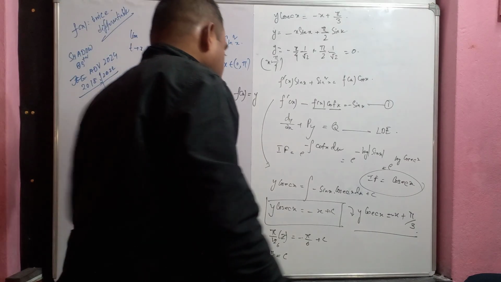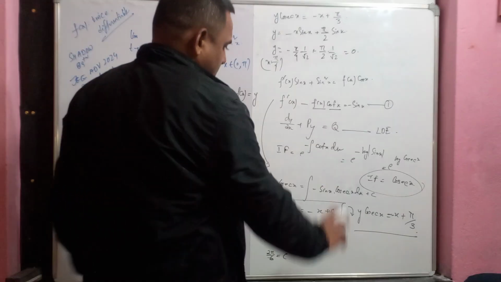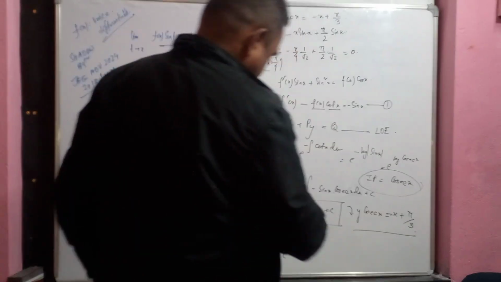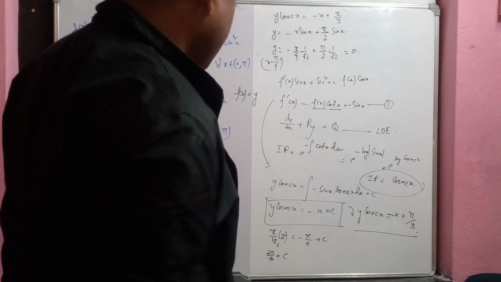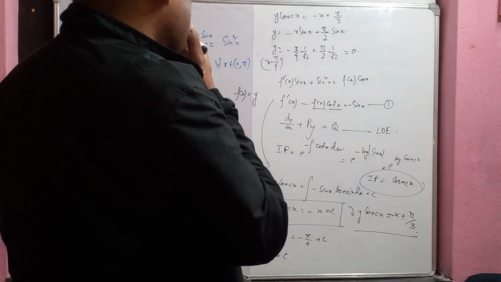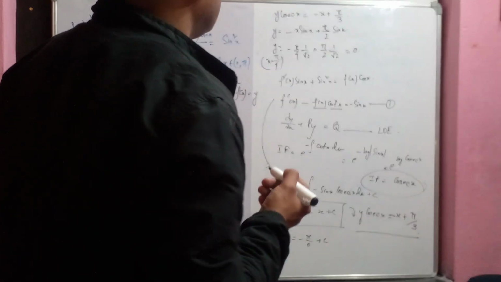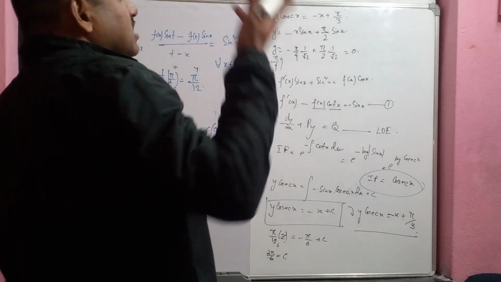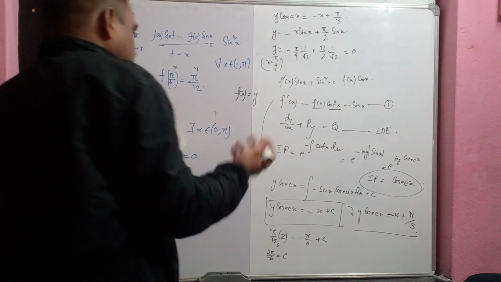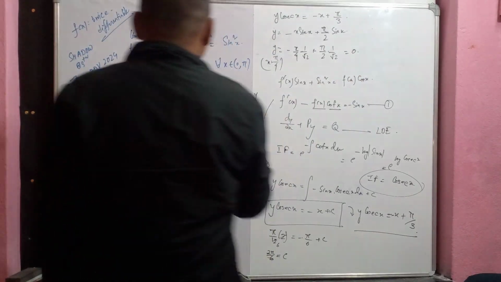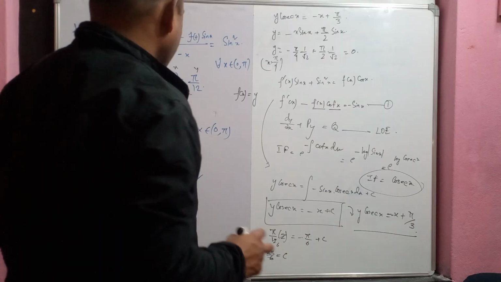Oh, I made a mistake here. No, it's correct. Minus sin x, yeah, it's okay. F minus cot x. Cot x is cos x by sin x. Yes, sin x. So yeah, minus, correct. This is 0. So this one is wrong option.